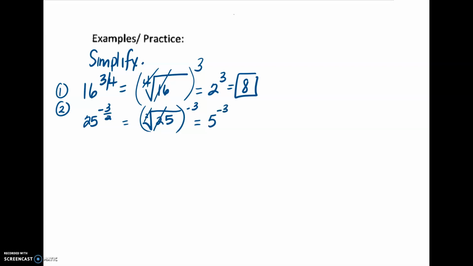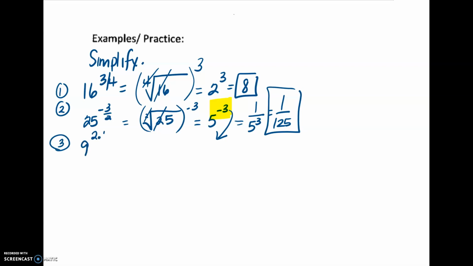Well, we're not simplified because whenever you have a negative exponent, it is not in simplest form. What do we do to that? We move it to the bottom. So this becomes 1 over 5 cubed. And 5 cubed means 5 times 5 times 5, so that means 1 over 125. That's 1/125th. All right, number 3.